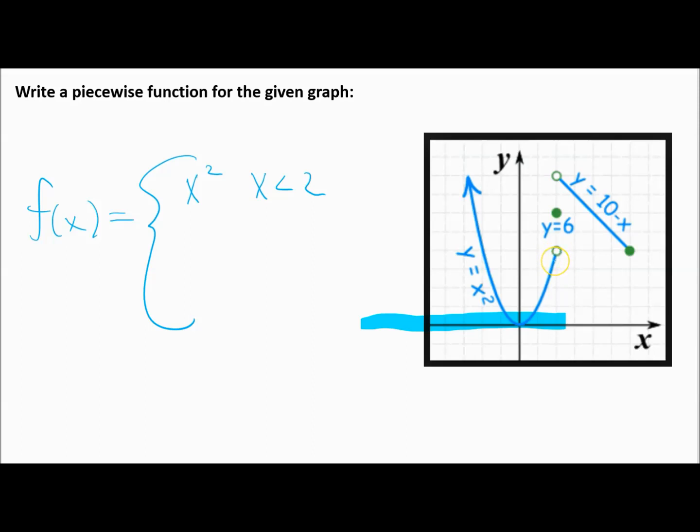Now, my next piece, and this is weird, is just 6. You can't forget about that. So I have a piece that is just the number 6. Now, when do we use that piece? Well, only when x is equal to 2. No other time is 6 defined. It's just the point (2, 6). So the answer is 6 as long as x is equal to 2.